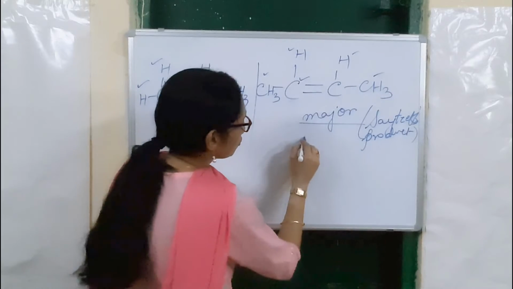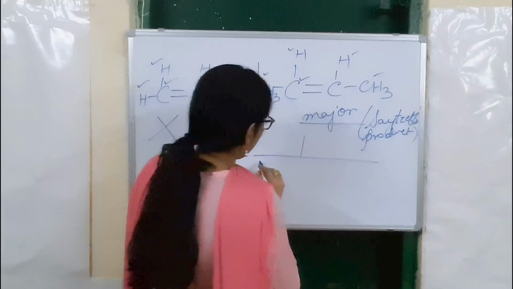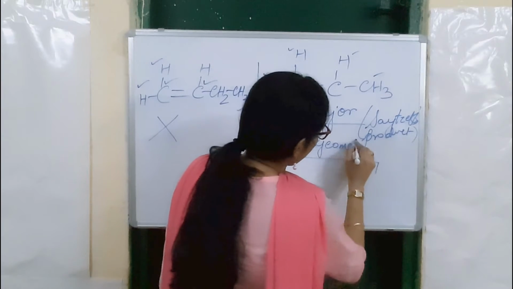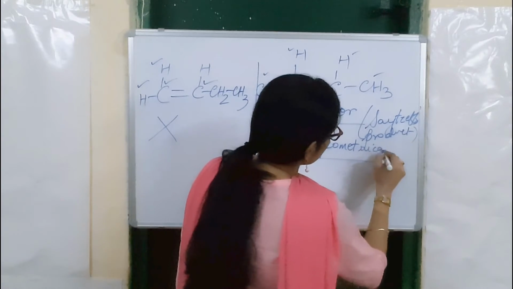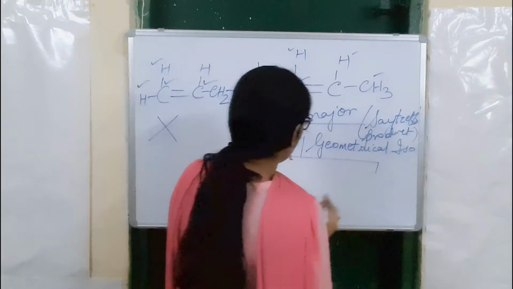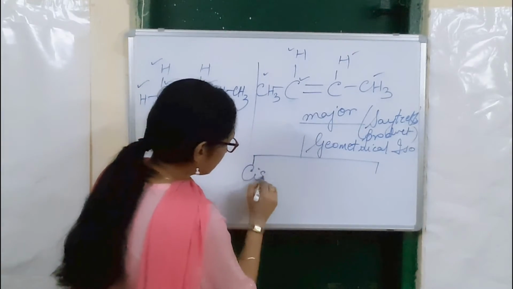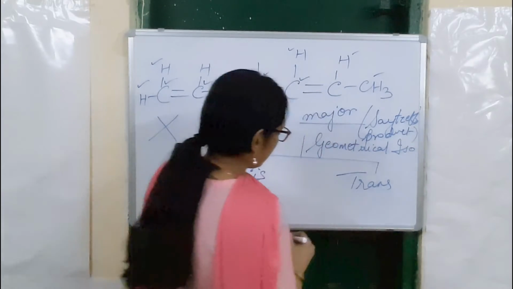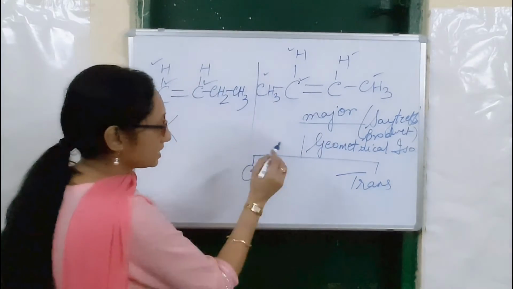So this but-2-ene will undergo what type of isomerism? Geometrical isomerism. So we will get cis isomer and trans isomer. Let us see the structure of cis but-2-ene.